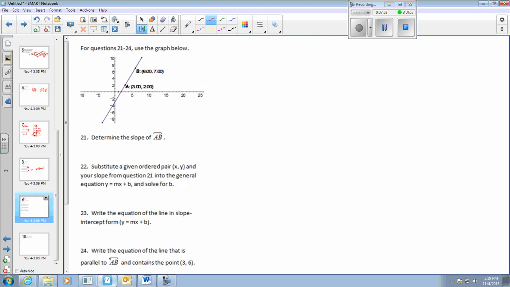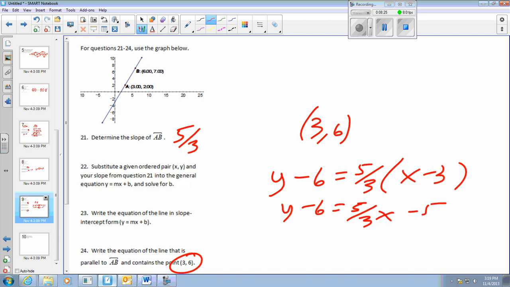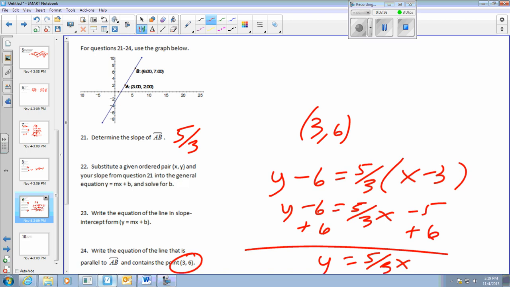And the last part of the question, write the equation of a line that is parallel to AB that goes through the point 3, 6. Well, if the slope of AB was 5/3 and we're going through this point, 3, 6, again, if we have a point and a slope, we're going to put it into point-slope form. y minus 6 equals 5/3 times the quantity x minus 3. Simplifying, I get 5/3 x minus 5. Add 6, and I get y equals 5/3 x plus 1.